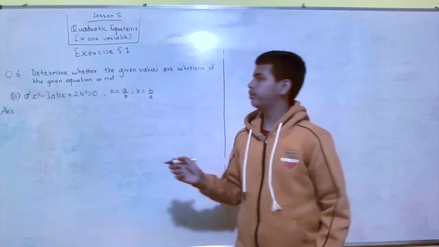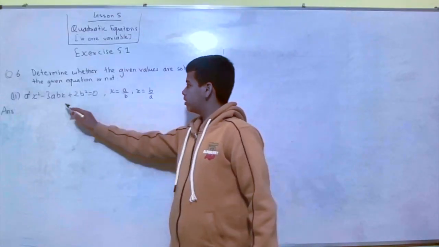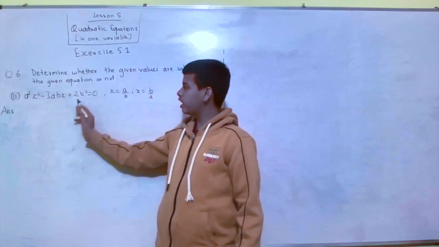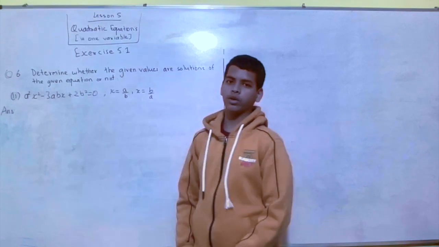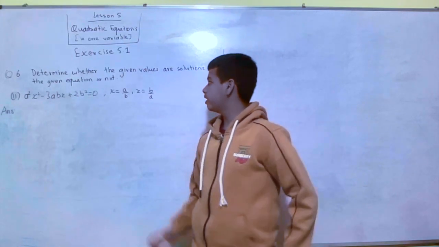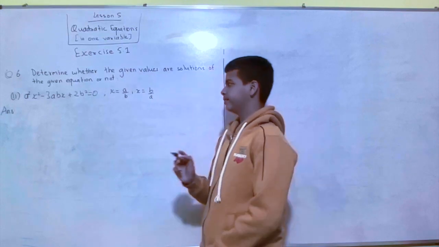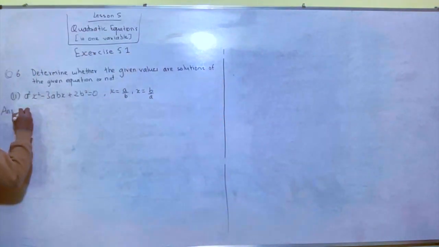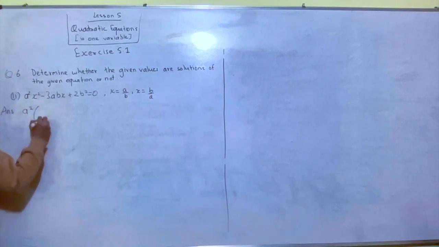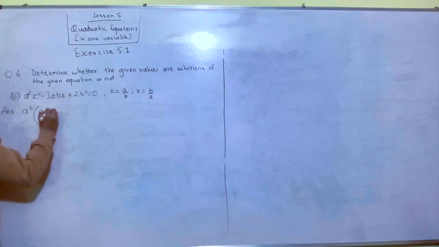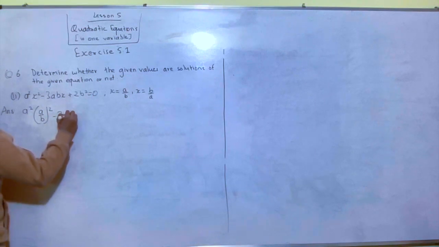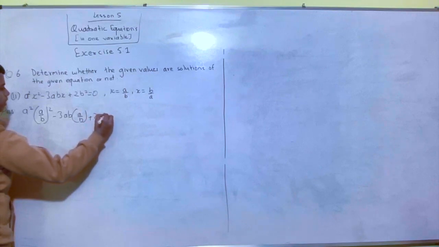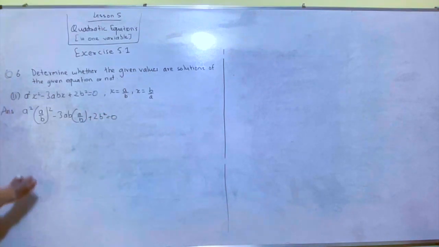Okay. Now let's move on to the next question. Here they have given us an equation, which is a square x square minus 3abx plus 2b square is equal to 0, and the solutions which they have given us are a by b and b by a. Now let's try and put these values here. Here a square times a by b whole square minus 3ab times a by b plus 2b square is equal to 0.